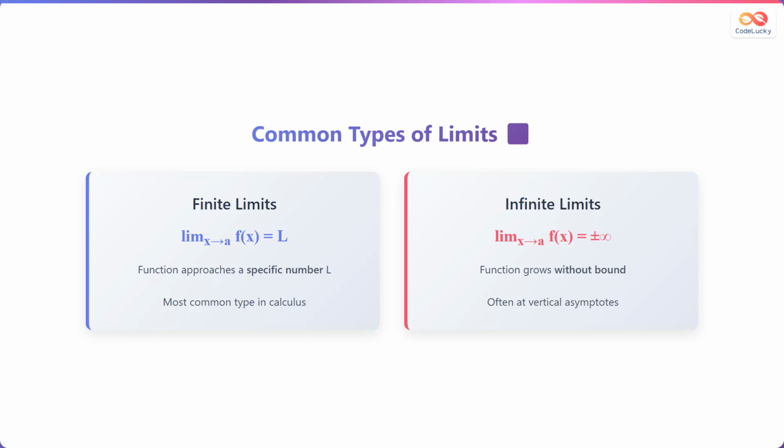Let's explore some common types of limits. There are two major types of limits: finite limits and infinite limits. For finite limits, the function approaches a specific number, L, and this is the most common type in calculus. For infinite limits, the function grows without bound. This often occurs at vertical asymptotes.